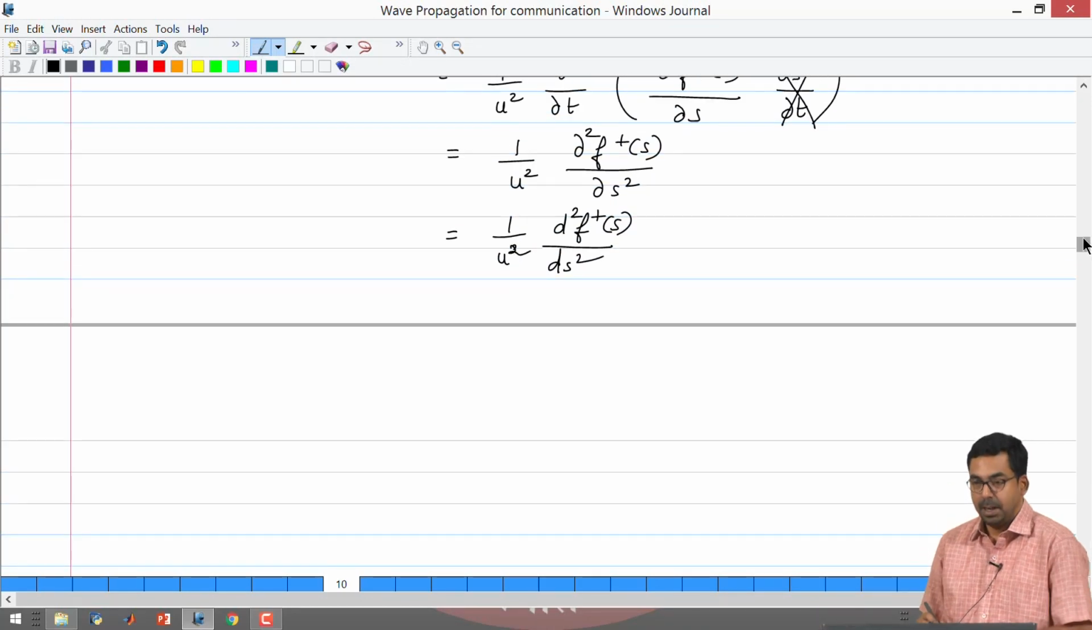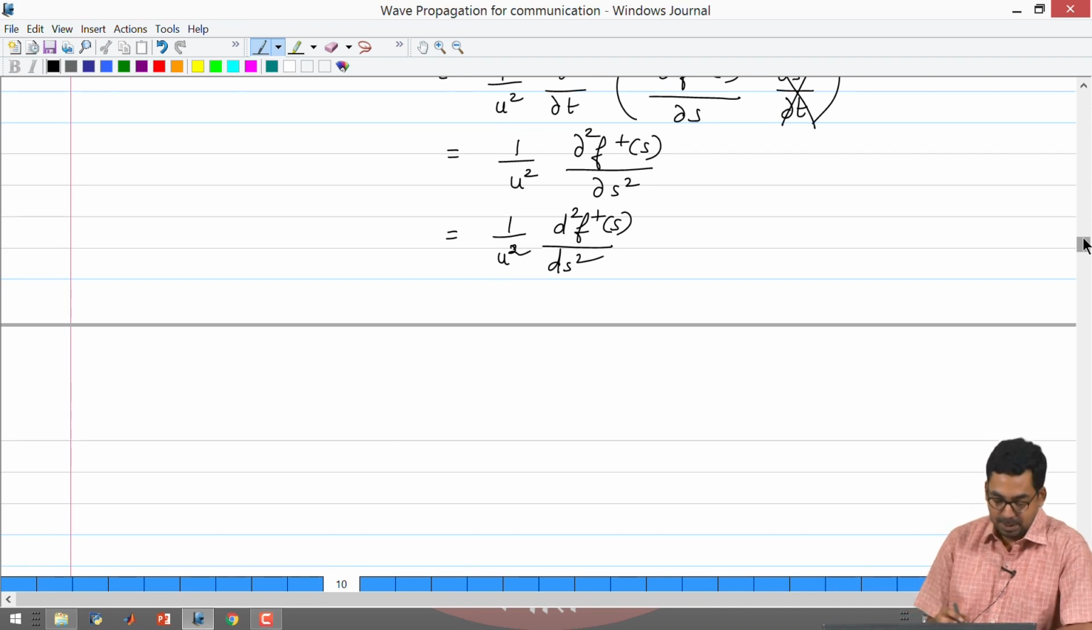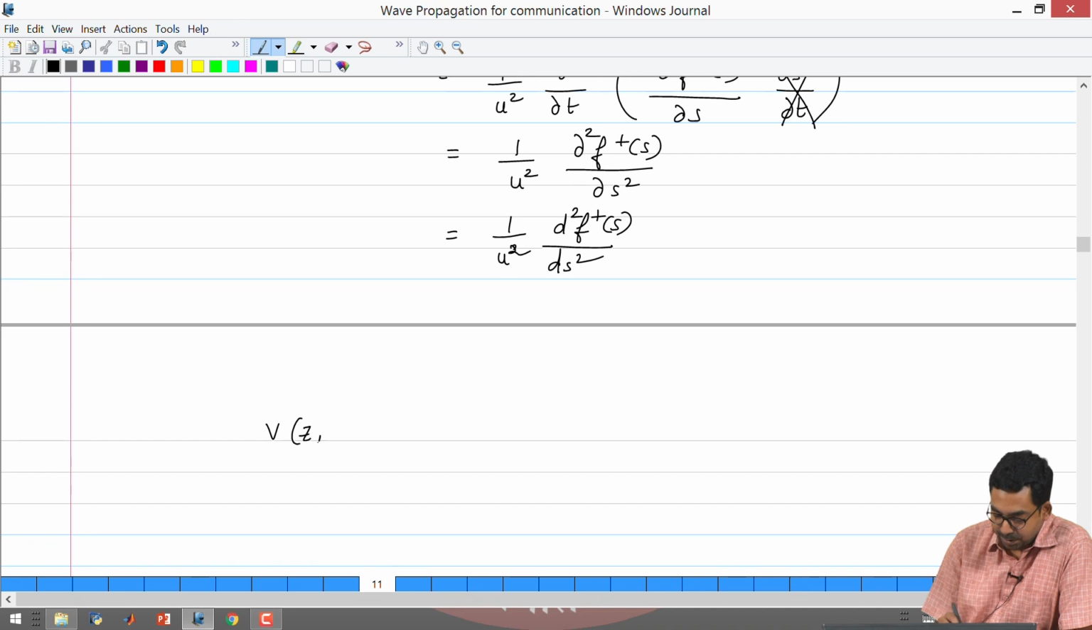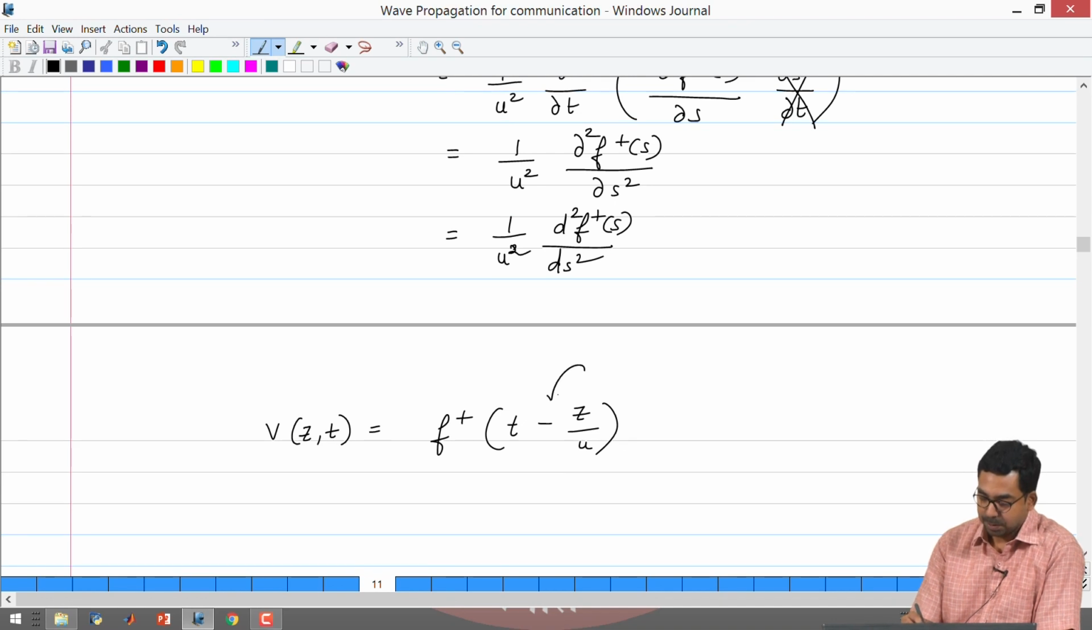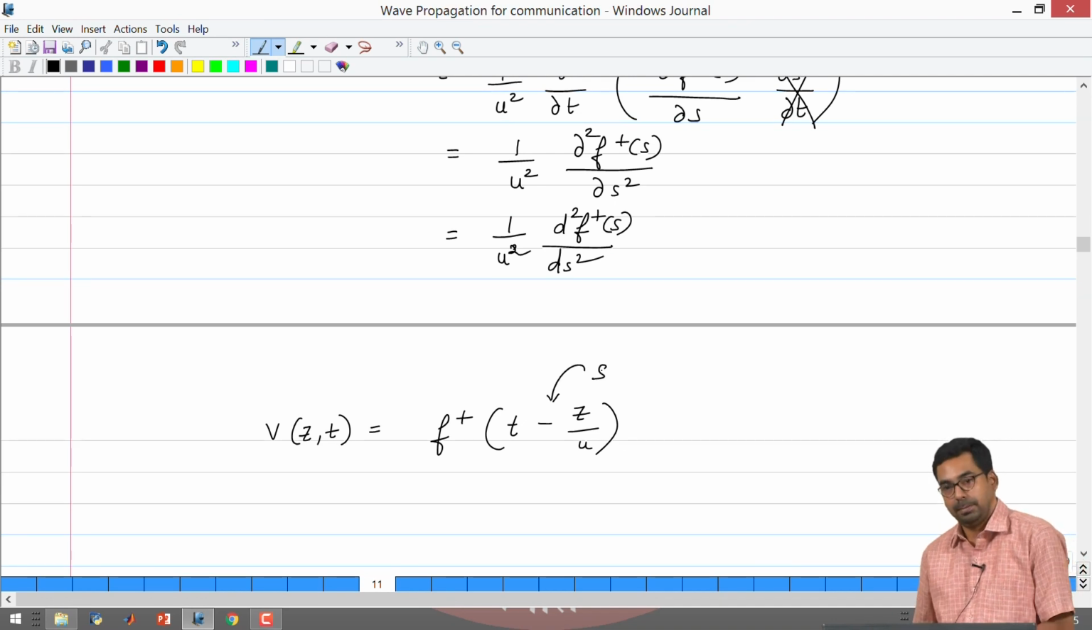Having done this, let us have a look at what this solution actually meant. Let us take a scenario where you are representing your voltage, which is a function of position and time, to be f plus of t minus z by u, right. And this t minus z by u was the quantity that we marked as s. Okay.